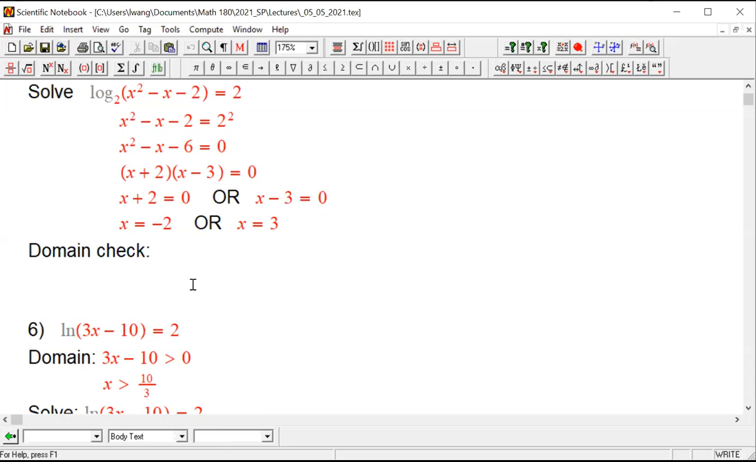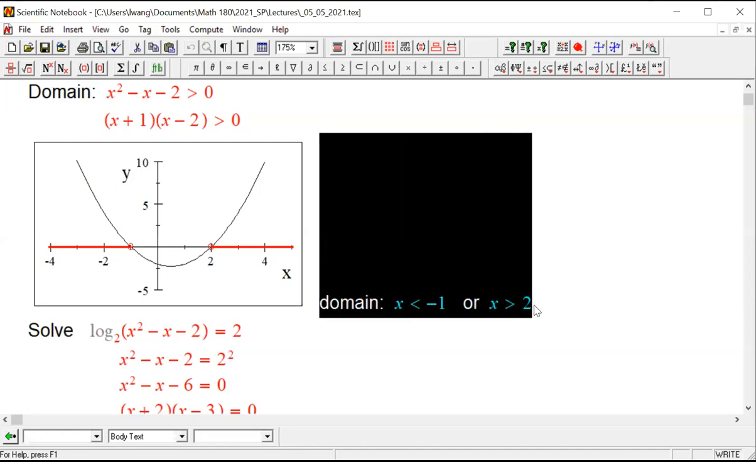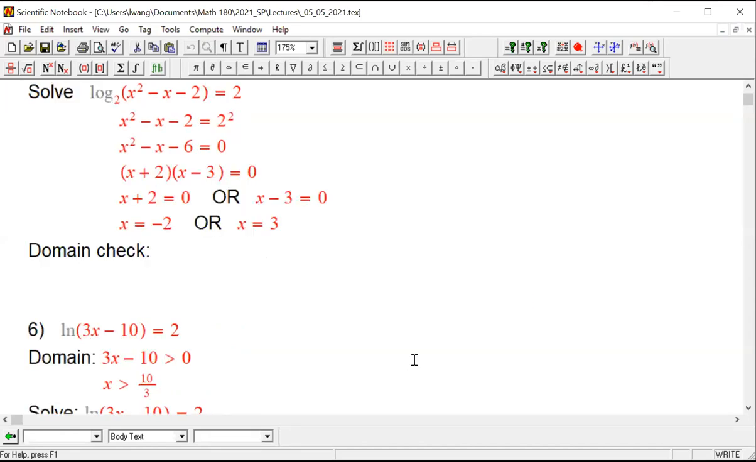Okay, domain check. Are they in the domain? So what is the domain? Less than -1 or larger than 2? Well, -2 is less than -1. So that is in the domain, right? This is less than -1, therefore it's in the domain, right? And the other number, x equals 3, is larger than 2, therefore it's in the domain.